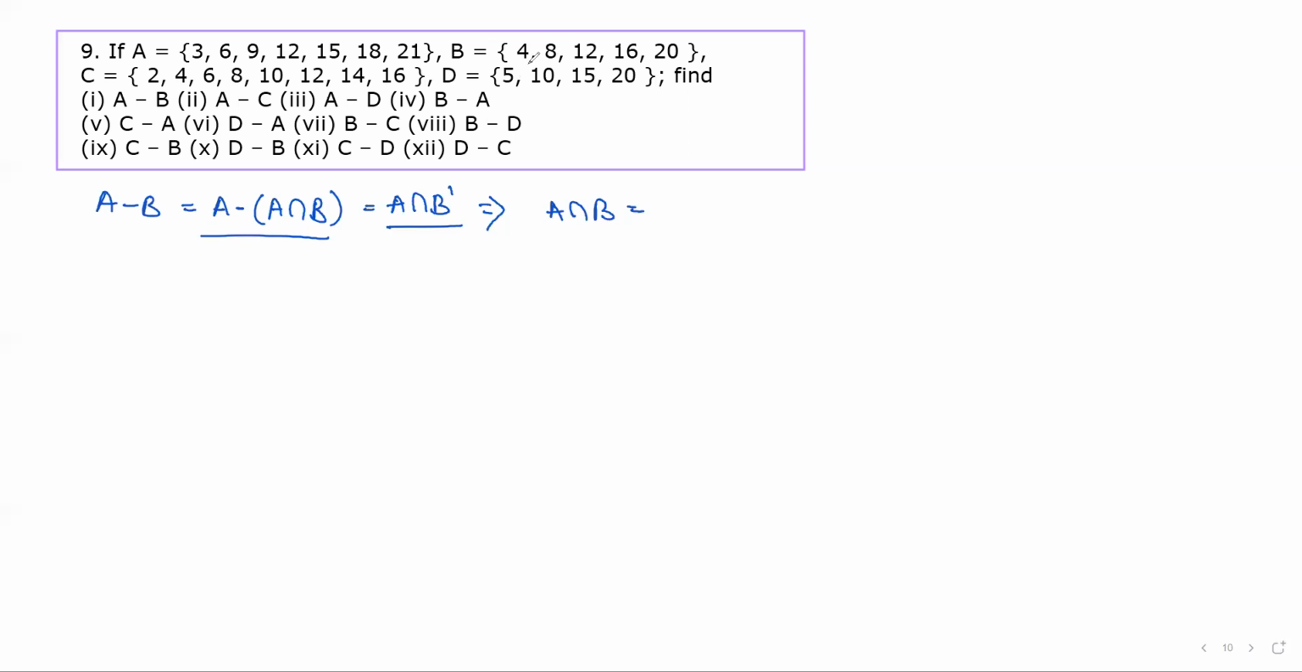Let's consider the second element, 4, not present. A is a set of multiples of 3. So from the B set, which elements are multiples of 3? 12, that's it. 12 is present in A as well. So A intersection B is 12. Therefore, A minus B will be equal to, you have to remove 12 from there: 3, 6, 9, 15, 18, 21.